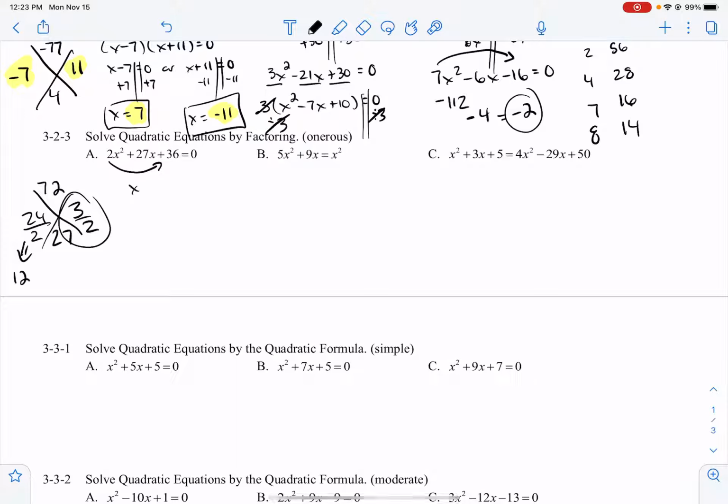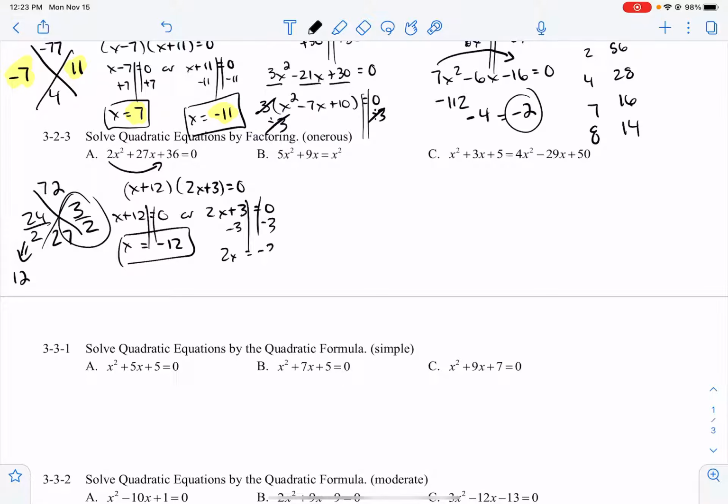So x plus 12 and 2x plus 3. Some of you already know the answers, and I'm okay with that. So x plus 12 equals 0, or 2x plus 3 equals 0. So when I railroad track, x equals negative 12. This side, I minus 3, 2x equals negative 3. Divide by 2, x equals negative 3/2.